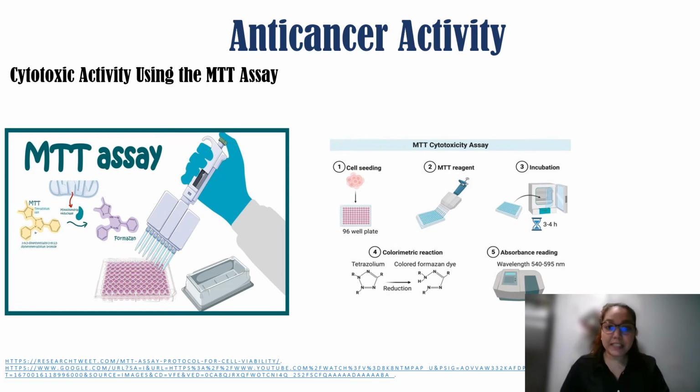So the first assay they did was the cytotoxicity activity of the complex using the MTT assay. If we remember, the MTT assay uses a tetrazolium salt that is yellow and is converted to purple by mitochondrial reductase and then quantified by UV-visible spectrum. So if the cell is dying, our salt is not going to change from yellow to purple, and we can measure the amount of cytotoxicity that our complex 1 is producing.